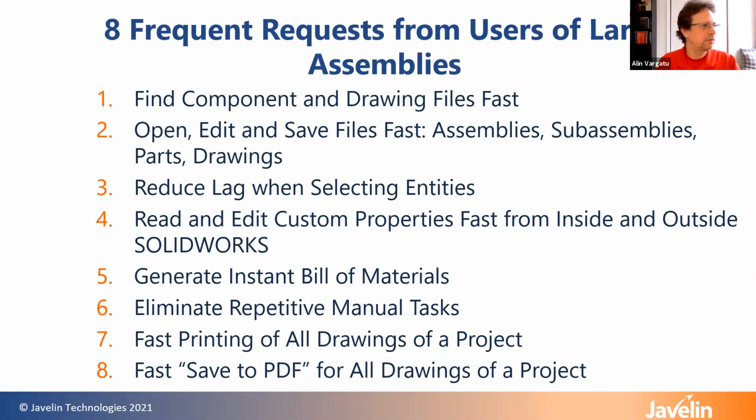So I say 2 and 5, and 6 seems to be, so opening, editing, and saving files. It's a big one. I see number 5 in your chat, something that you would like to be able to do. So quickly from File Explorer or from Large Design Review mode, get an accurate bill of material. Let's see, again, number 2 and number 6. Yeah, number 6 is a big one. Eliminate repetitive manual tasks. Materials. Yeah, I think everything is covered here, right, Alan?